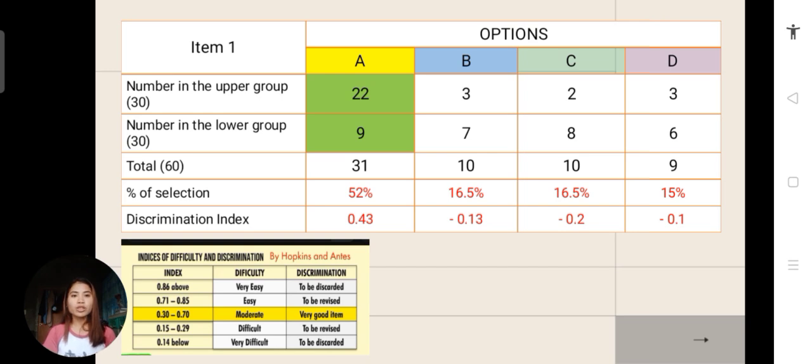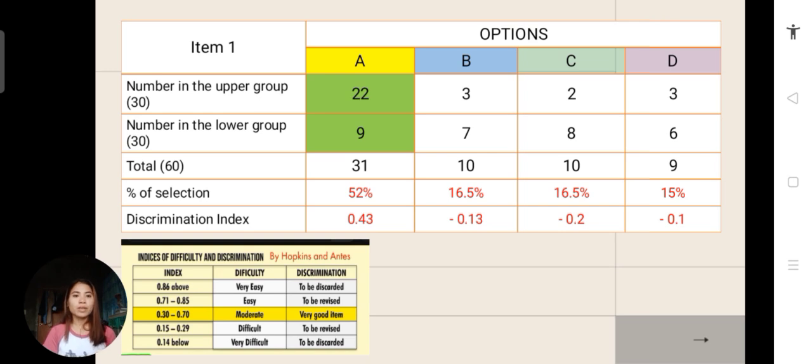So, in option A, which is the correct answer, the number of students who chose option A in the upper group is 22, and in the lower group we have 9. So, the total is 31, and then the percentage of selection among 60 students is 52%, and the discrimination index is 0.43.